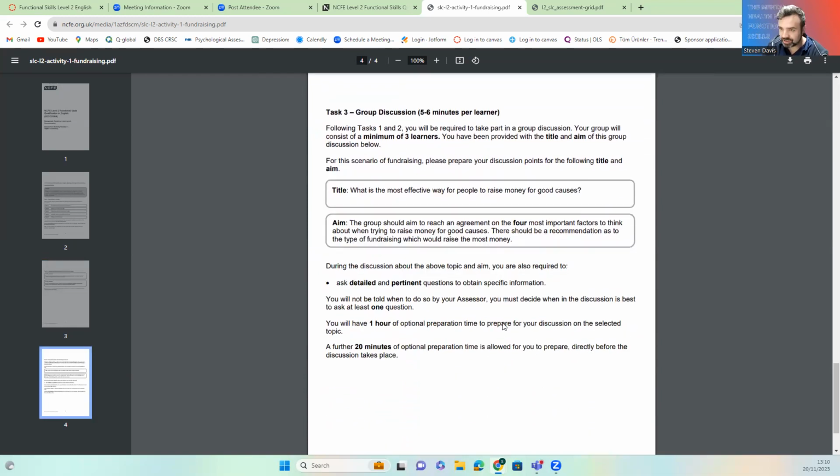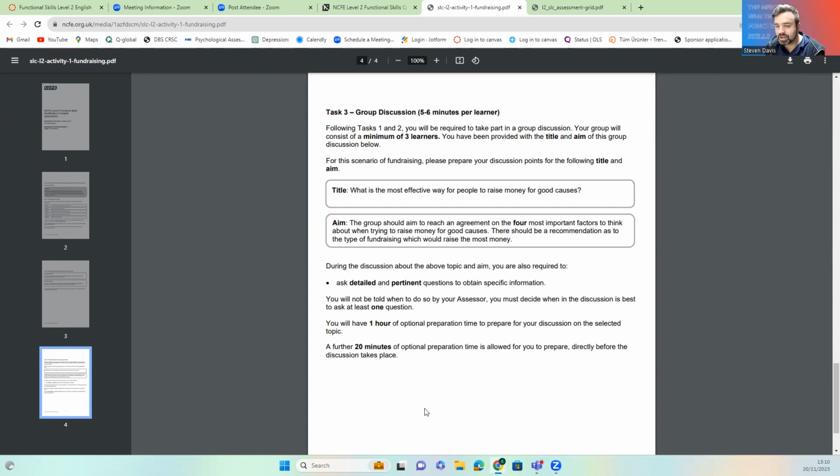And then finally, in task 3, once you have all done your presentations, we come back together to do the group discussion. The group discussion is 5 to 6 minutes per learner. Following task 1 and 2, you'll be required to take part in a group discussion. Your group will consist of a minimum of 3 learners. You have been provided with the title and the aim of this group discussion below. From the scenario of fundraising, please prepare the discussion points using the following title and aims. So for example here, the title: what is the most effective way people raise money for good causes?